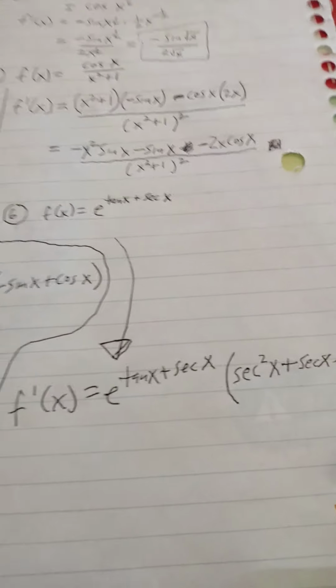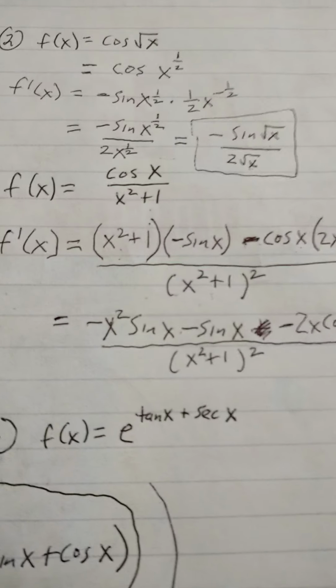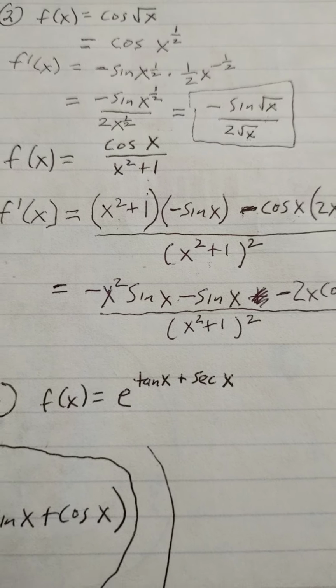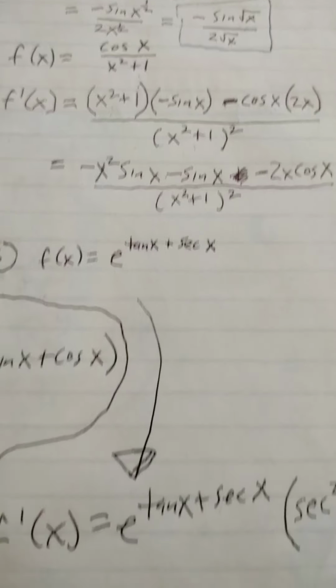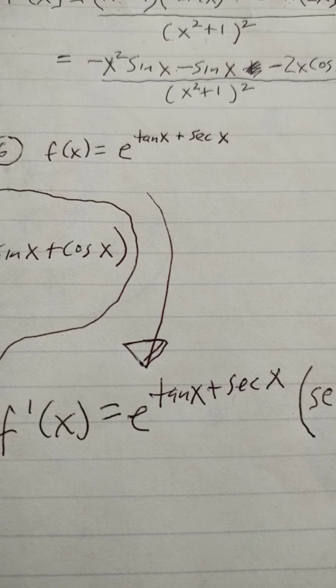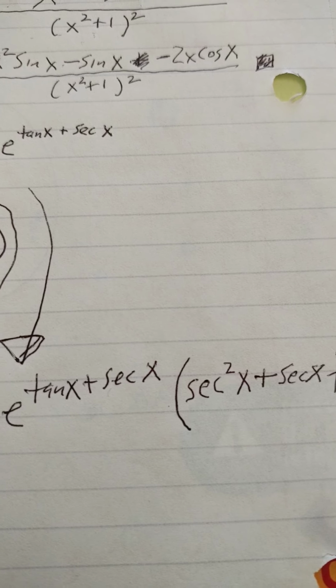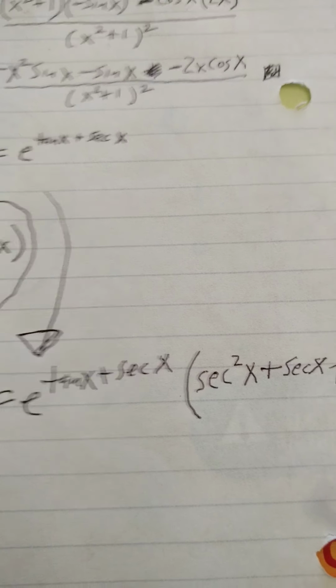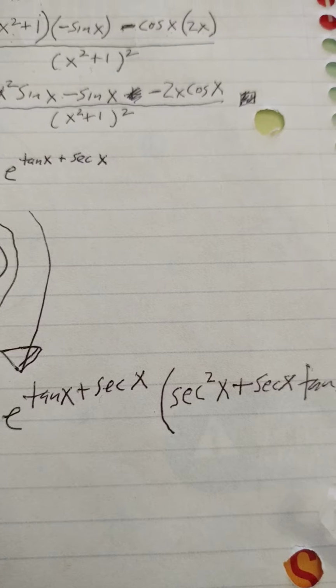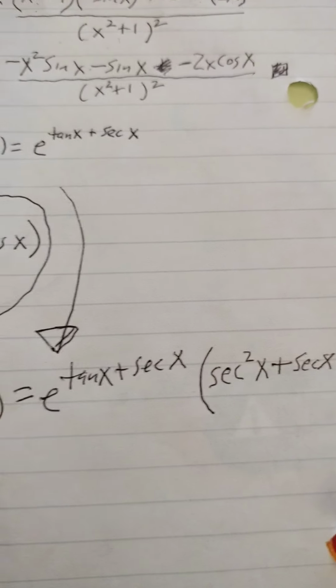Okay. So there it is. There's my original function, f of x equals e to the tan x plus secant x power, and then the derivative is going to be e to the tan x plus secant x times the derivative of the power, and the derivative of tan x is secant squared x, plus the derivative of secant x is secant x tan x. And that's it.